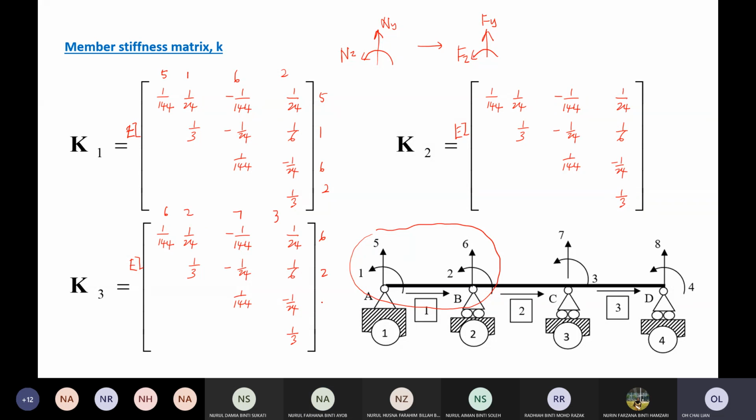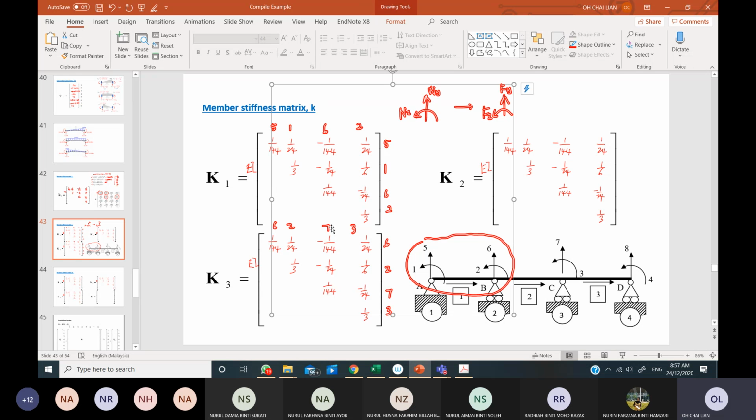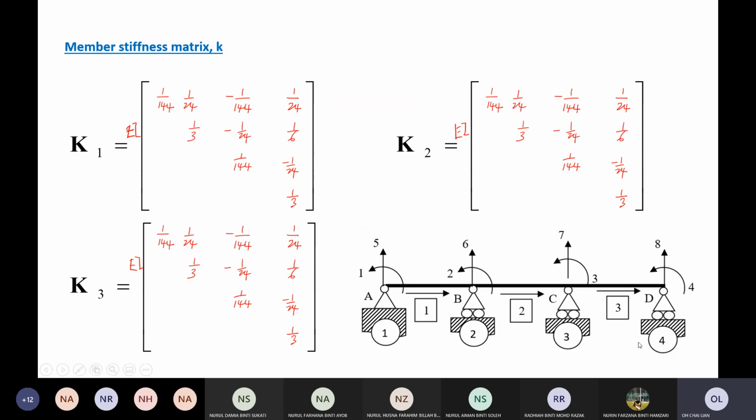Okay, how about element, oops, I put it in the wrong place. Oops, they are all together.